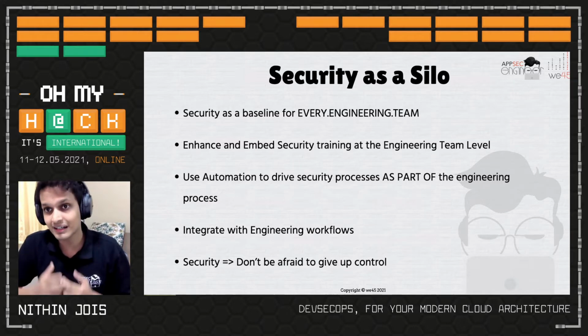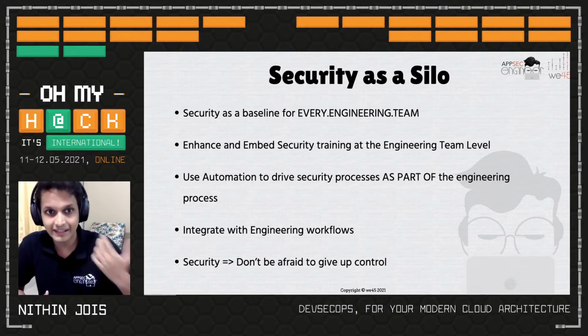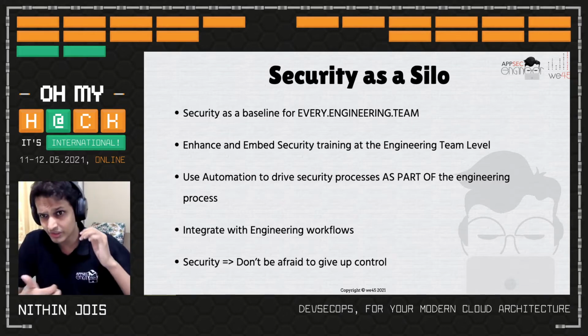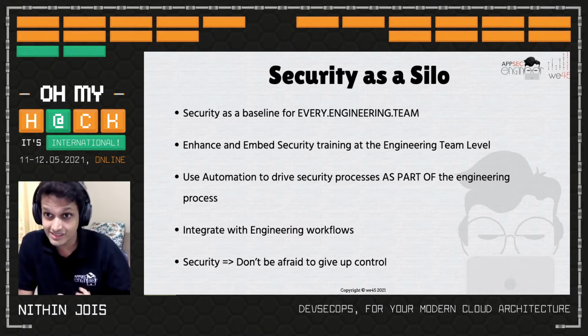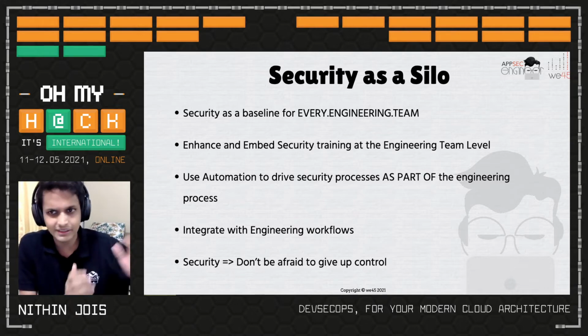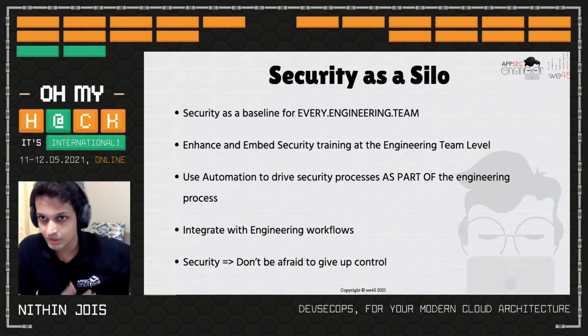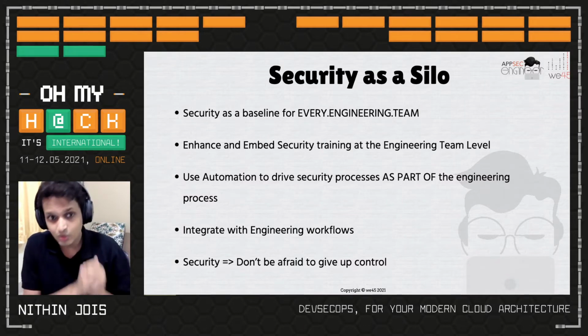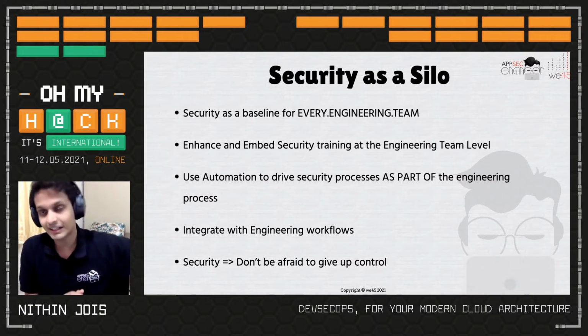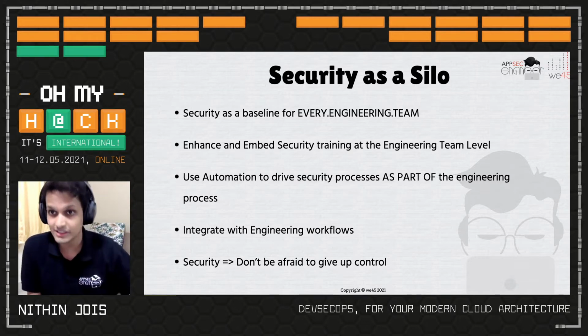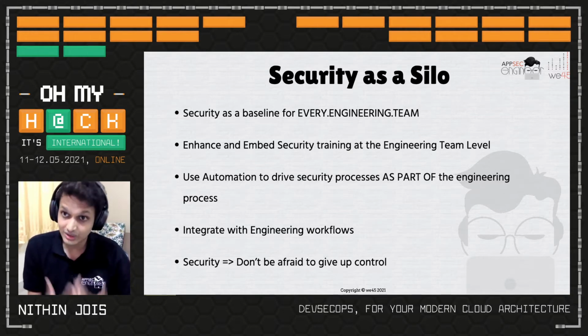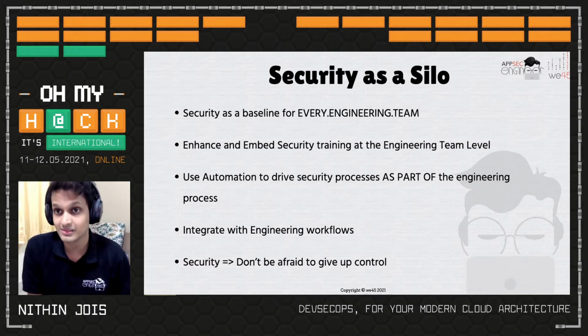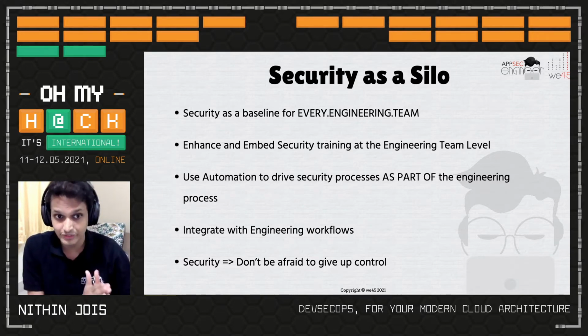At the same time, you want to start having every engineering team involved as part of your security, right? So you want to enhance and embed security, whether it's in threat modeling or secure coding practices, or even teaching developers about some of the top 10 issues when it comes to either web applications or infrastructure related security aspects. And you also want to start using automations to drive the entire security process as part of the engineering process itself. And ideally integrate with engineering workflows so that developers understand what they have to fix and start fixing all of these issues.